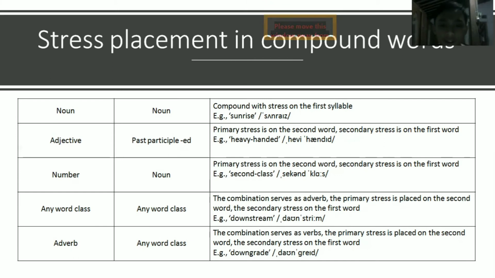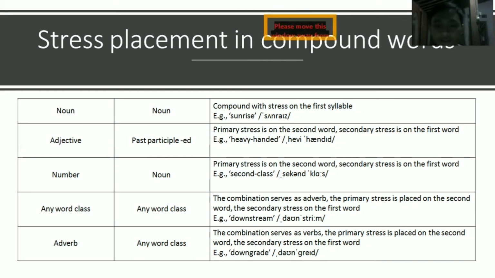For example, second class. The small symbol before the word class indicates the stressed syllable. The primary stress is on the second word. Secondary stress is on the first word. We can see the secondary stress on the first word by seeing the small dot or small symbol at the lower spot, and then any word class.